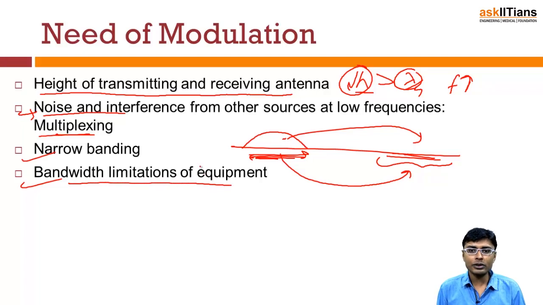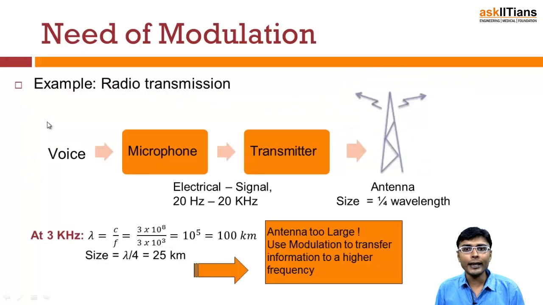There may be equipment which cannot support the low frequencies, right? Therefore we will have to convert the signal into such a frequency range that it can be supported by the equipment. For all these purposes we need modulation. Let's see one practical example.